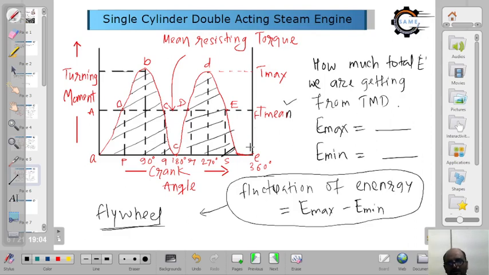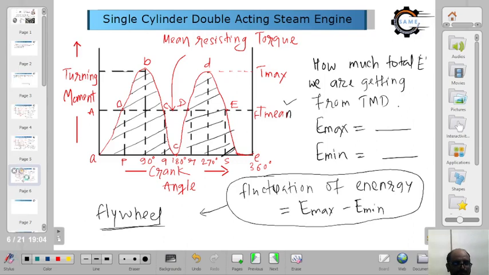That constant torque is required, but it is imaginary, not actually obtained here. Whatever the variation in the turning moment with theta we are getting, we try to minimize it with the help of the flywheel. The flywheel takes whatever the lack and excess of energy, and with its help we try to achieve this T mean as closely as possible. Okay, you understood this?